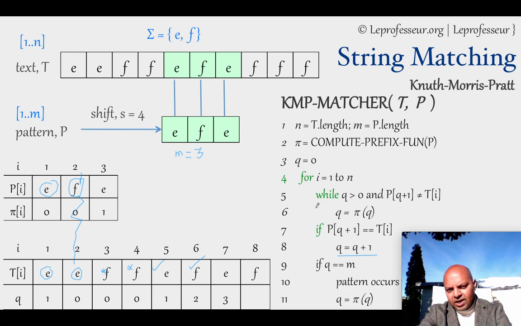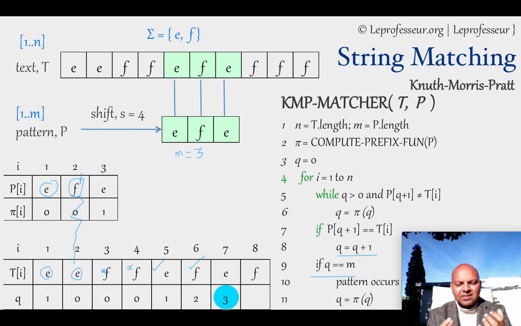Because this condition at line number 5 is not satisfied as it matches, we don't execute line number 5, nor 6. But since it matches, we execute lines 7 and 8, and we increment the value of q to 2. We do the same thing when i equals 7 and increment the value to 3. Now see here, when q becomes 3, equal to m, then we say the pattern is matching. So we matched at that point. It's a very simple execution.